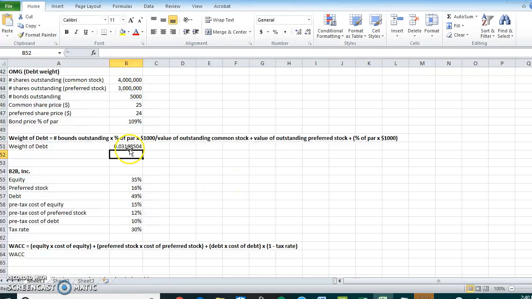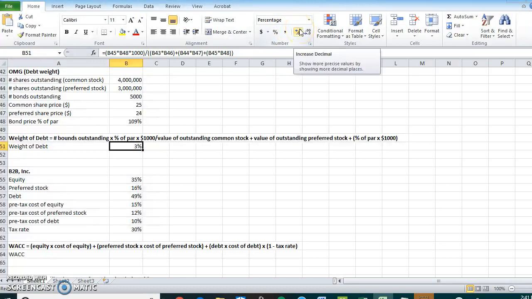Okay, there we go. So the weight of debt is 0.03168504. But again, we want this in a percentage. So we click percent. And we need to round it out to 2 decimal places. So 3.17% is our weight of debt.